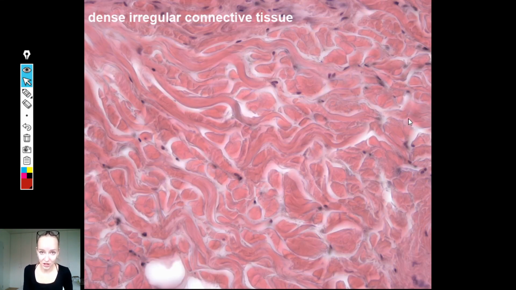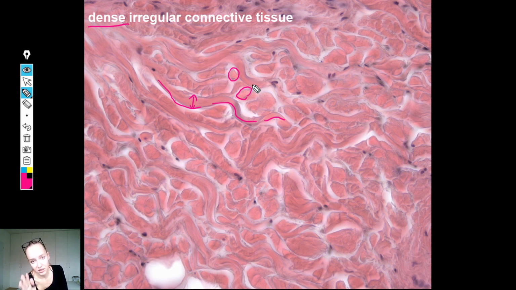Then we have dense irregular connective tissue, which contains thicker collagen fibers. These eosinophilic structures right here, this big structure, is a collagen fiber. Remember, we can't see fibrils, we can only see fibers in light microscopy. This is a longitudinal section of a fiber, and this is a cross section of a fiber. That's why we can tell this is dense irregular connective tissue, because we can see both longitudinal and cross sections.